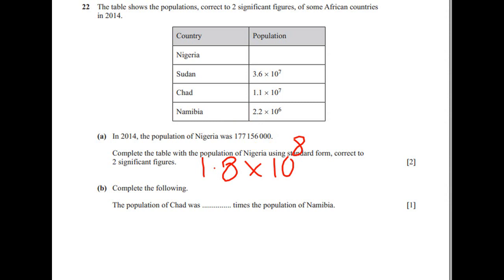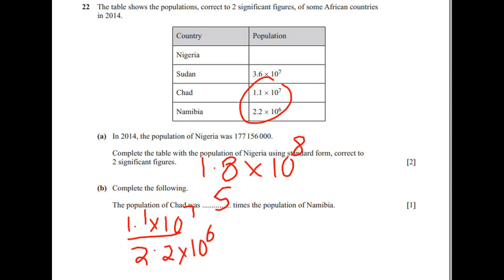Okay, for part B, complete the following statement. The population of Chad was dash times the population of Namibia. Simply divide these two numbers, 1.1 times 10 to the power 7 over 2.2 times 10 to the power 6. Do the math and you'll get 5 here.